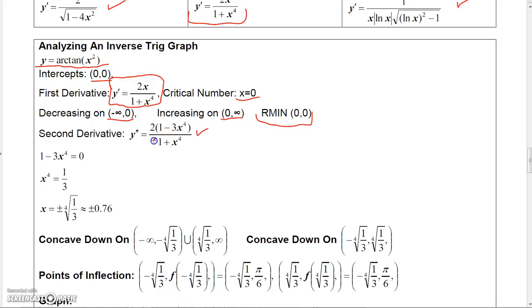I can't remember, that might be supposed to be squared there. I would imagine it is. I'll have to check that and make sure. Yeah, this should be squared, so it's 1 plus x to the fourth quantity squared down here.